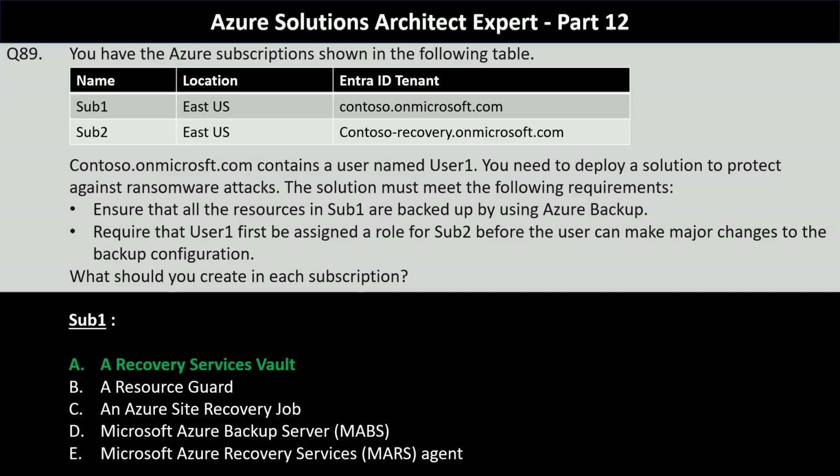Now, friends, the second part of the question is talking about what should you create in sub 2. And again, you have all the five options that you had in the first part of the question. Folks, a resource guard helps protect backup and recovery configurations by requiring additional authentication and authorization before any critical operations, such as disabling backups or deleting recovery points, can be performed. It ensures that user 1 must be assigned a role for sub 2 before making major changes.